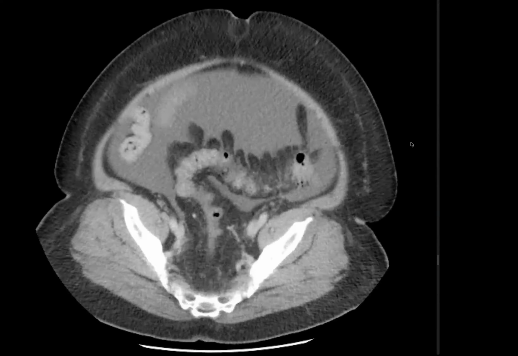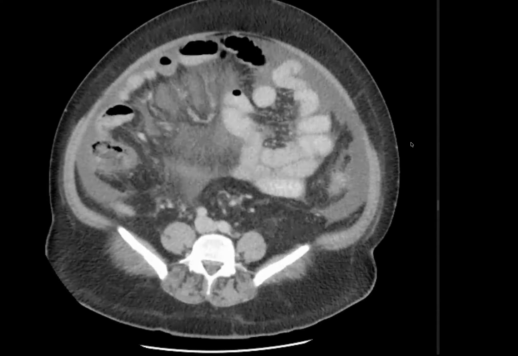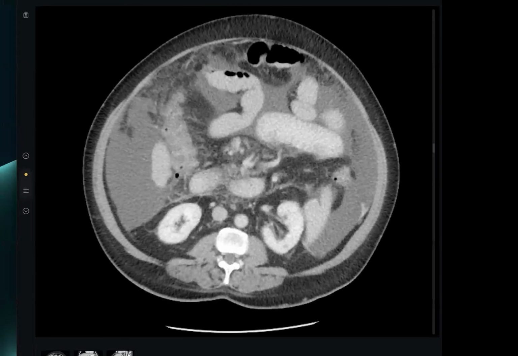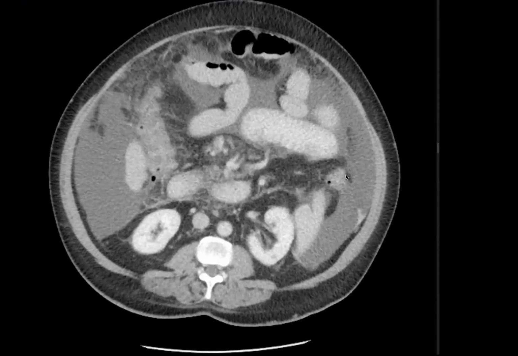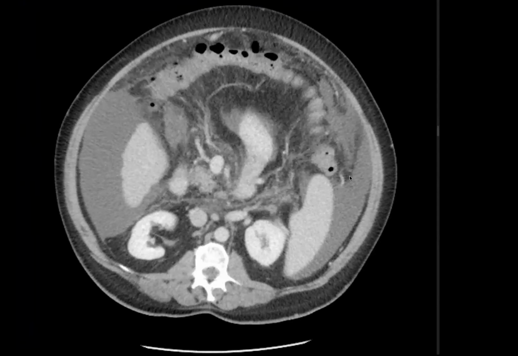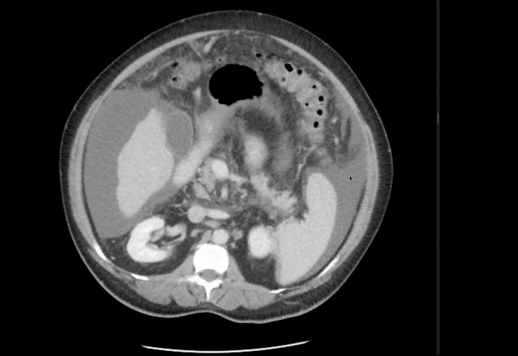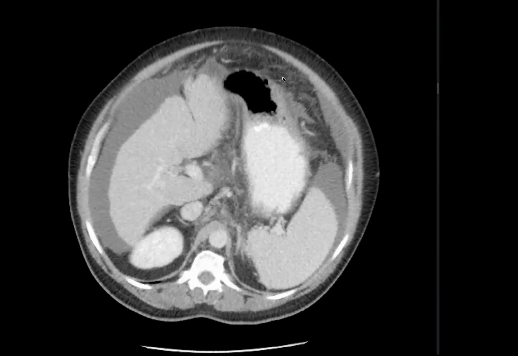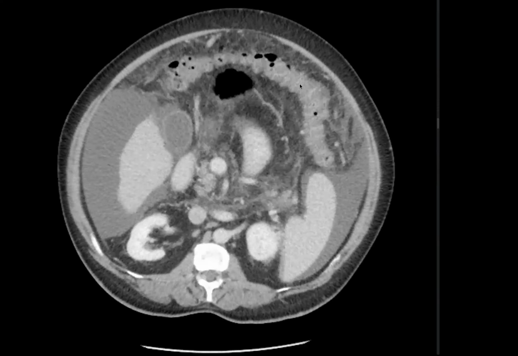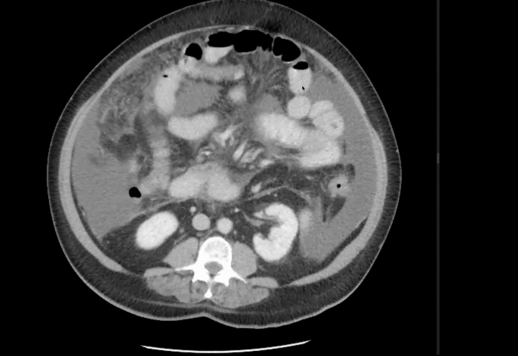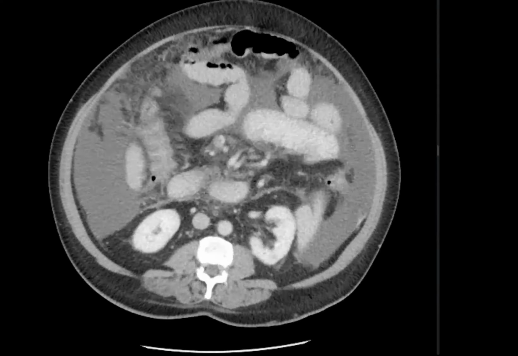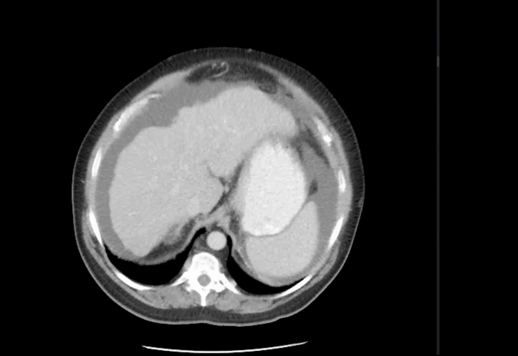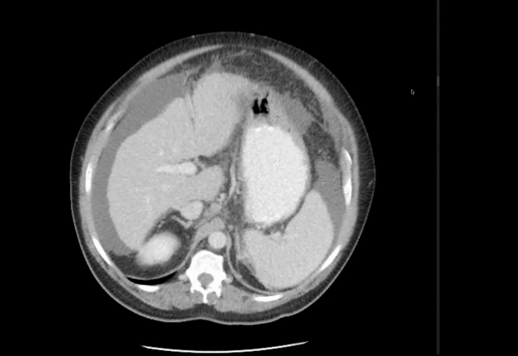Okay, so I can see there is gross amount of ascites. The bowel loops appear normal in caliber. There is mesenteric panniculitis, and so I'll just go systematically. The liver surface appears irregular.